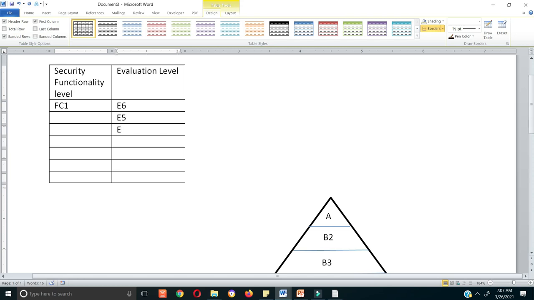So this could go on, and you could do this all the way to evaluation level of E0. So what this implies is that all these are FC1 systems. These are some of the levels that you have with the ITSEC evaluation. So these are all FC1 systems, but they are different because FC1 E6 is actually a higher rating than FC1 E4.